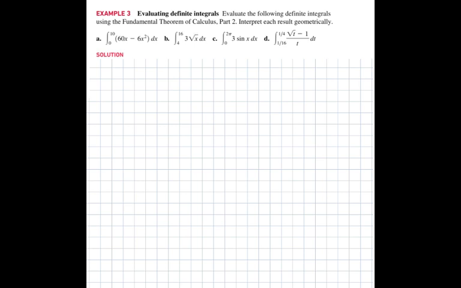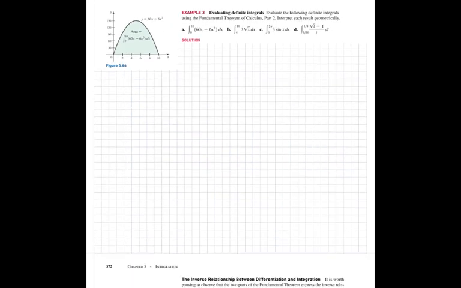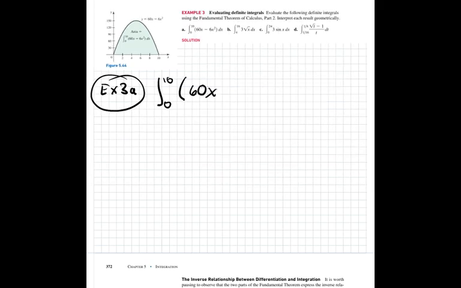So evaluate the following definite integrals using the fundamental theorem of calculus. Interpret each result geometrically. So we have example 3a. Evaluate the integral from 0 to 10 of 60x minus 6x squared dx, right? I think this should be in section 4.9. It's the shortcuts that I kept referring to, right?